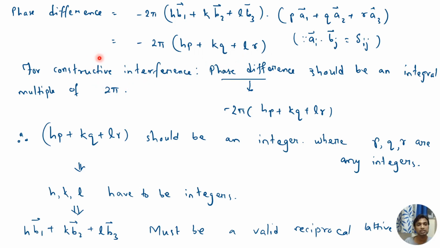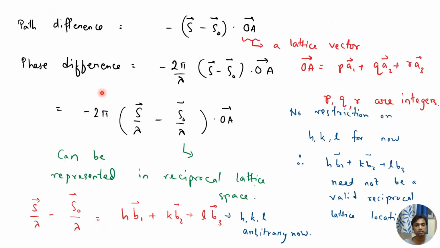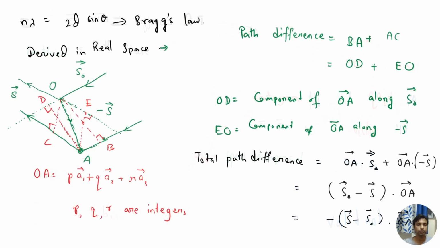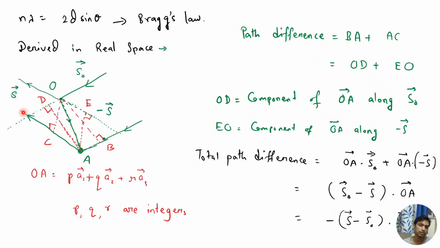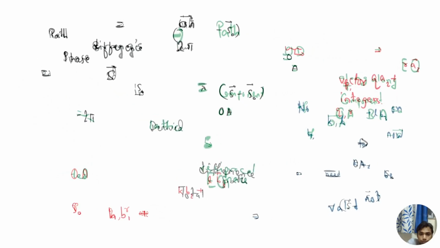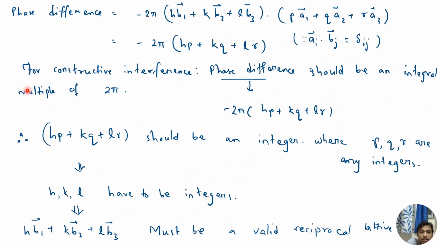We require that the phase difference has to be an integral multiple of 2 pi for the two beams. If we want these two beams, the beam which is diffracted from A and the beam which is diffracted from O, to constructively interfere, then we are imposing the condition that they have to constructively interfere. So for that to happen, this quantity has to be an integral multiple of 2 pi.